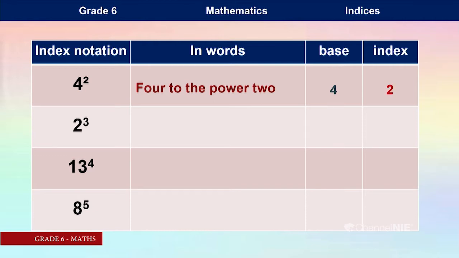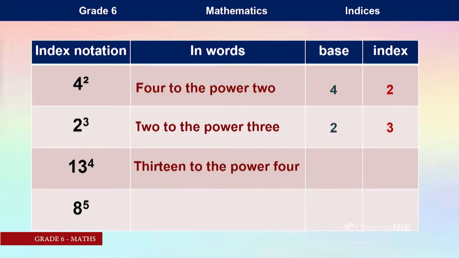Then move to the second row. You can see 2 and 3. Then tell me how to read it. In words, that is 2 to the power 3. Then what is the base here? Base is 2 and index is 3. We'll move to the third row. You can see 13 and 4. In words, how to read this? 13 to the power 4. Base is 13, index is 4.